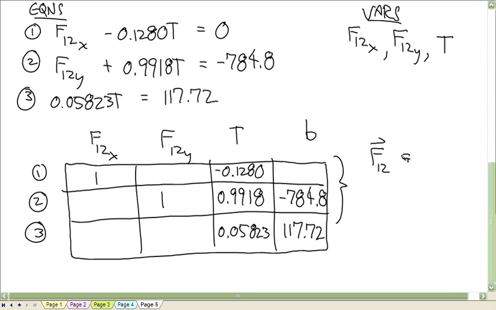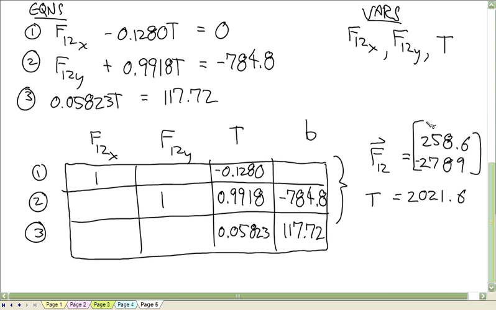And I did get answers for this before. They sort of surprised me how high they are. So check this and tell me if you get the same thing. So I got a tension that's equal to 20,216. I assume that's round off error. Just kidding. Okay, and what did you get for F12? I got an F12X of like 258. Yep. And an F12Y of negative 2789. Yep. Okay. Well, that makes more sense to me than the values I got.